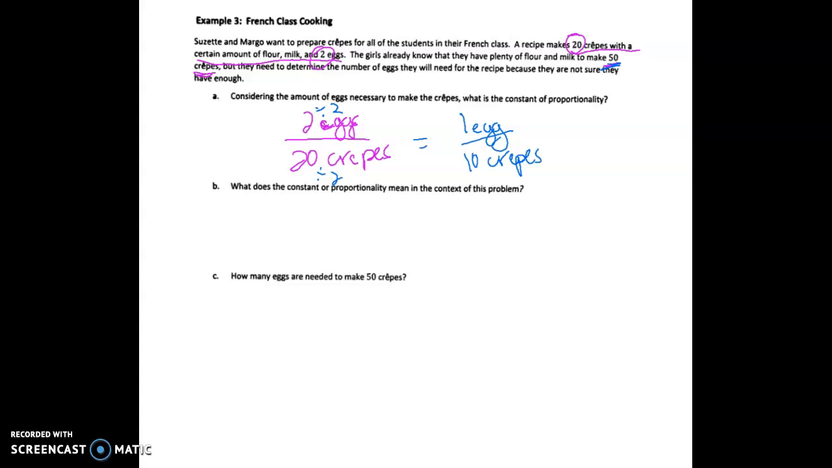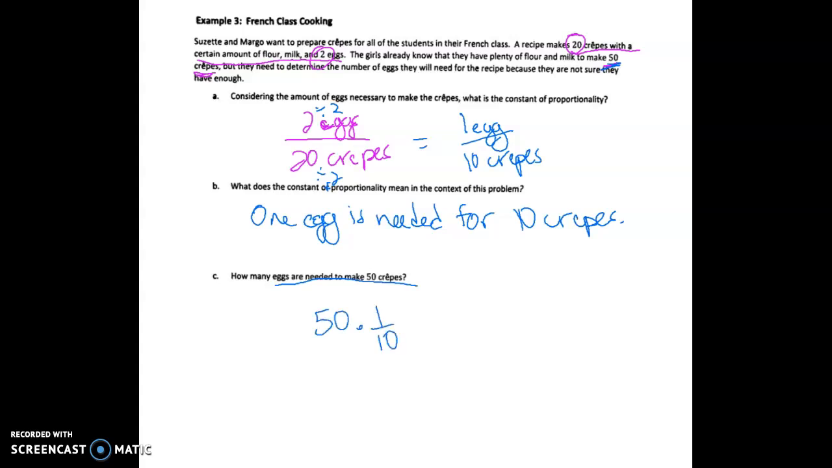So what does this constant of proportionality mean? Well, 1 egg is needed for 10 crepes. So how many eggs are needed to make 50? Well, to make 50 crepes, we multiply that by our constant of proportionality, 1 egg for 10 crepes, and that gives us 50 over 10, or just 5. We need 5 eggs.